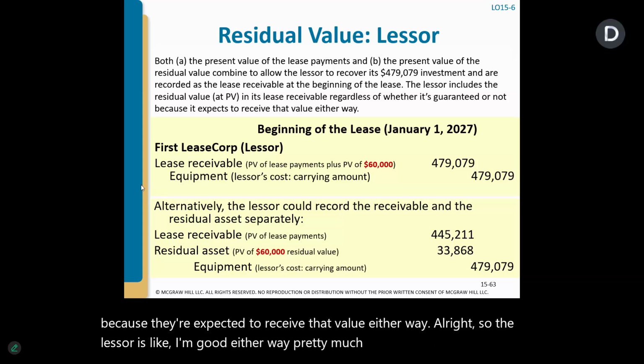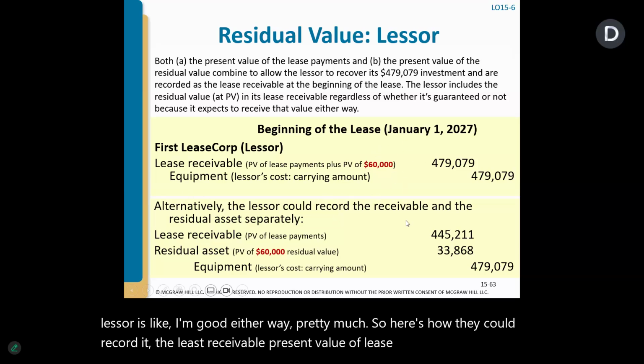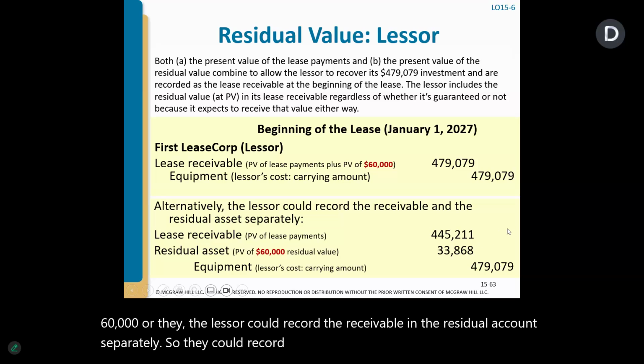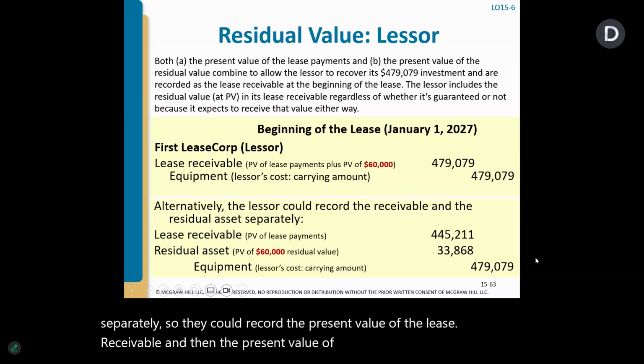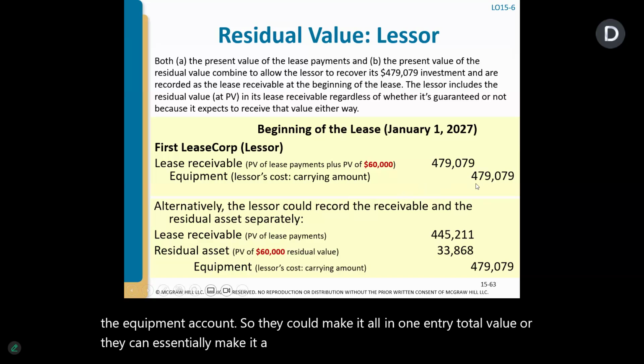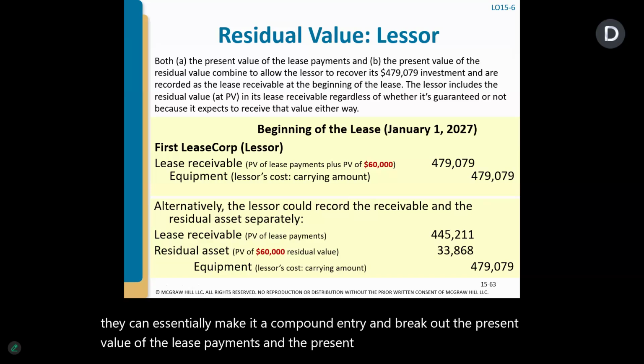So here's how they can record it. The lease receivable, present value of lease payments plus the $60,000, or the lessor could record the receivable and the residual account separately. So they could record the present value of the lease receivable and then the present value of the residual asset and then credit the equipment account. So they could make it all in one entry, the total value, or they can essentially make it a compound entry and break out the present value of the lease payments and the present value of the residual asset.